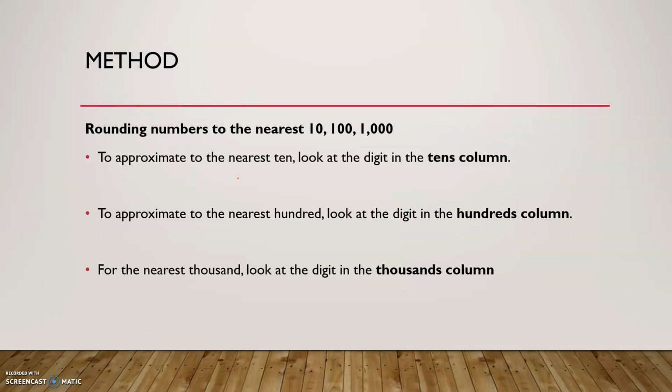So let's look at the methodology. If we have to round numbers to the nearest tens, 100s or 1000, the first rule would be to approximate to the nearest 10: look at the digit in the 10s column. To approximate to the nearest 100, look at the digit in the 100s column. For the nearest 1000, look at the digit in the thousands column.